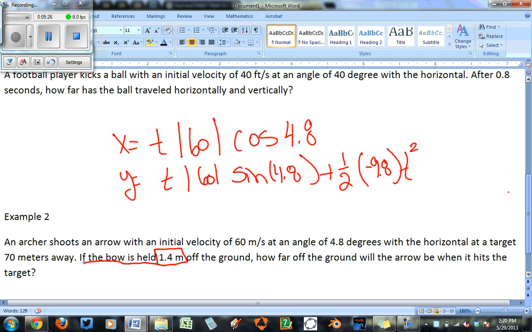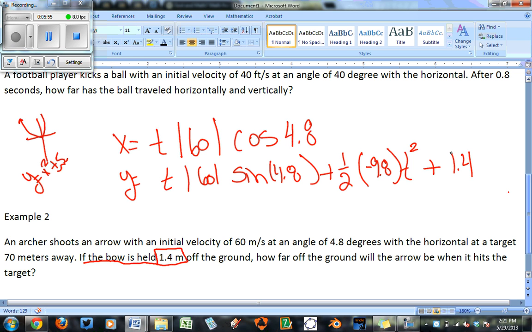And so the only thing we do is just like if I have a parabola, you know that y equals x squared normally starts at 0, right? But if I want to move it up, say 5 units, I write the equation y equals x squared plus 5. It's just a vertical shift. So if I want to vertically shift my graph, I need to add it to my y's, so plus 1.4. That's the only difference there.